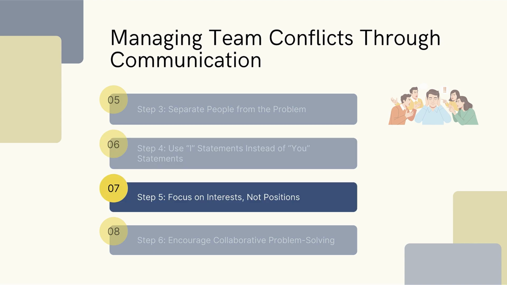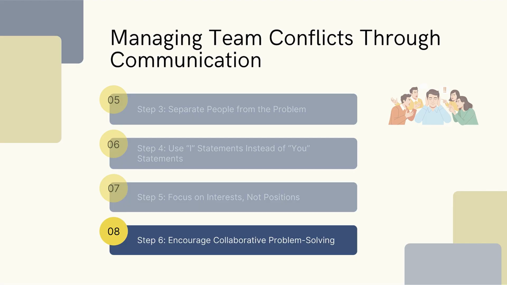Step 5. Focus on interests, not positions. In conflicts, people often argue about positions. I want this. No, I want that. But beneath positions are interests: security, recognition, efficiency, fairness. Example: two employees argue about remote work days. Position A: I want more remote days. Position B: that's unfair. Underlying interests: one wants flexibility, the other wants equal treatment. Once interests are clear, creative solutions become possible.